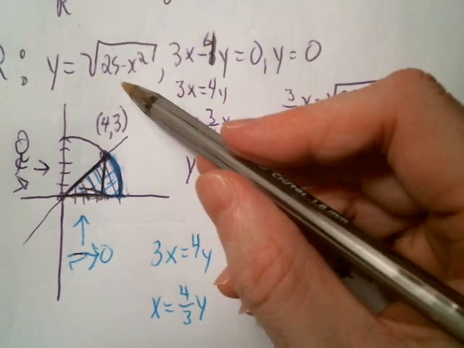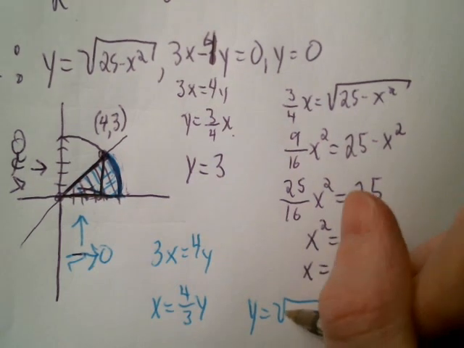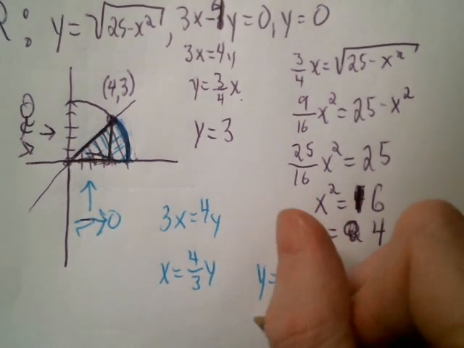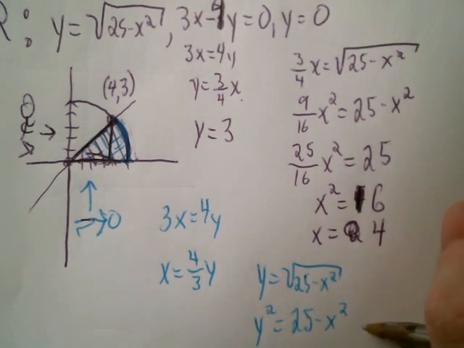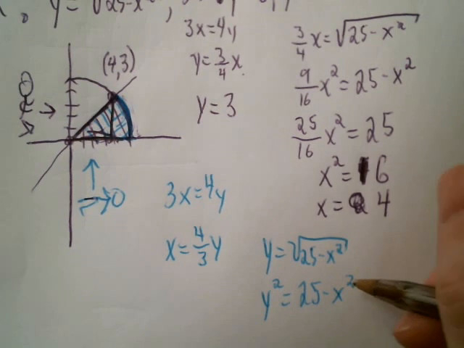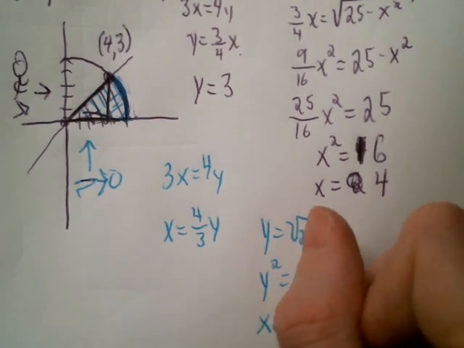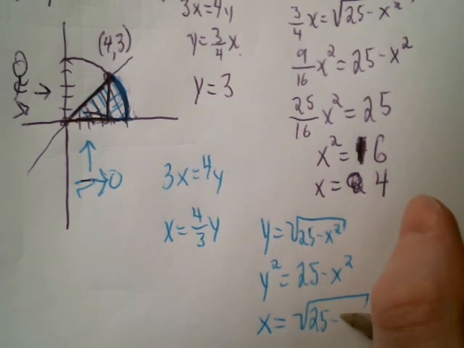Then you do the same thing for this equation. So you have y equals square root of 25 minus x squared. Square both sides, so you get y squared equals 25 minus x squared. Then add the x squared over, subtract the y squared over, and take the square root. You end up with x equaling plus or minus square root of 25 minus y squared.